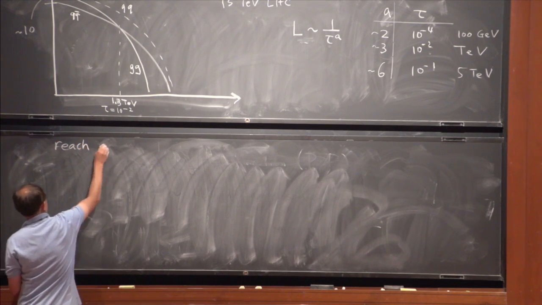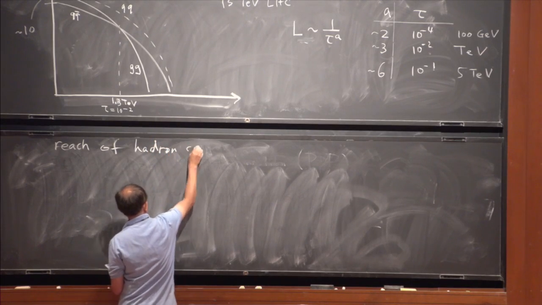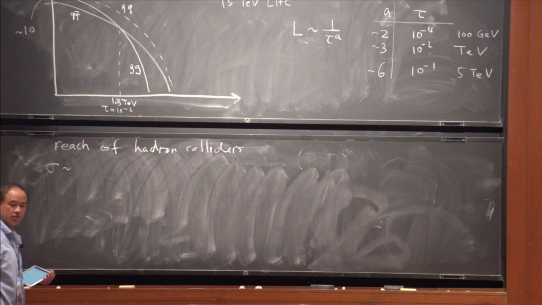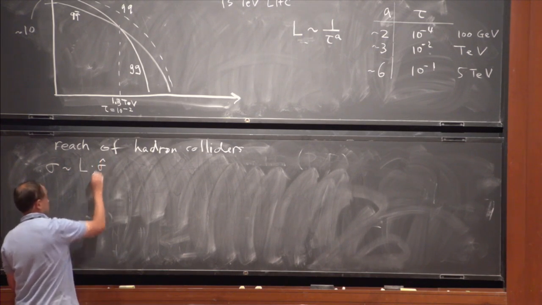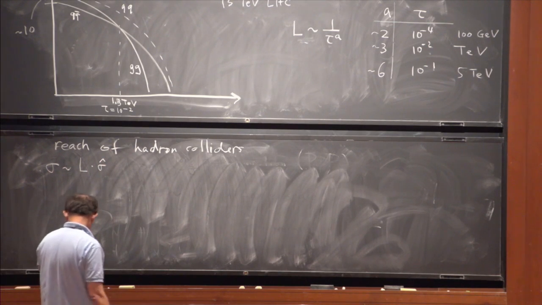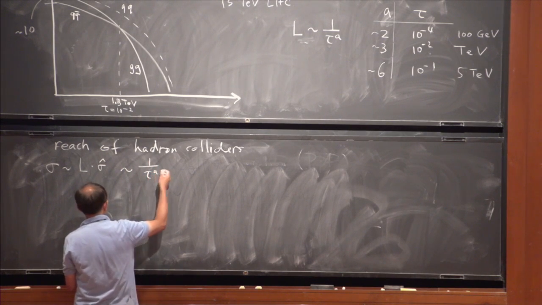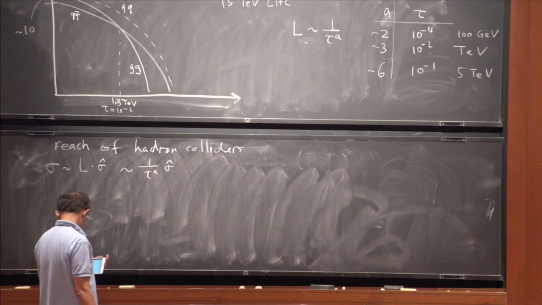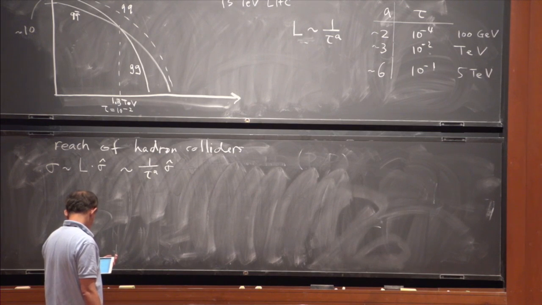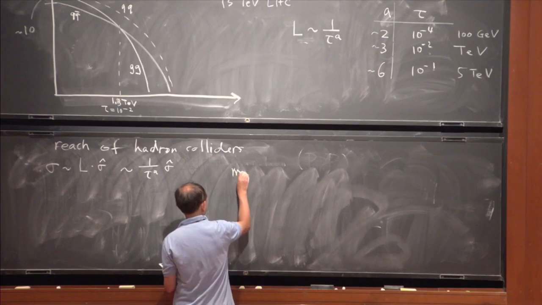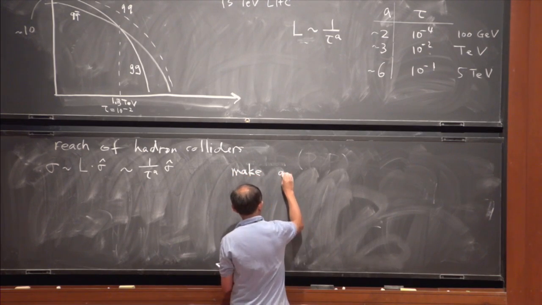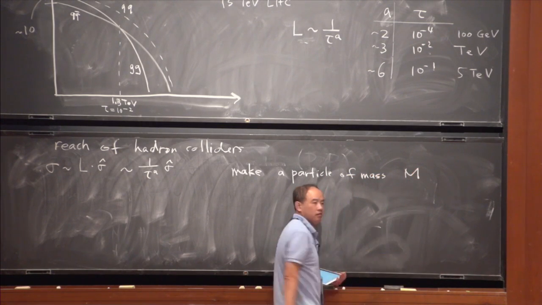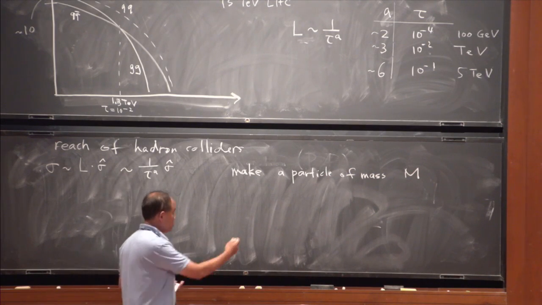So, reach of Hadron Colliders. Let's remind ourselves of a few things. The cross section is the parton luminosity times this. I'm doing this very qualitatively. This is about tau to the A's power times this. And again, let's suppose I need to make a particle of mass m. So therefore, my threshold is really just at mass m.